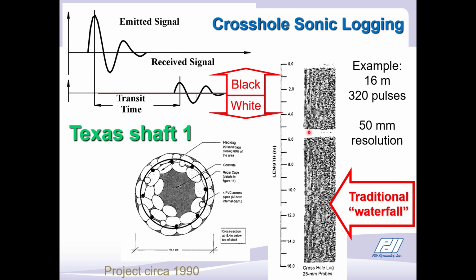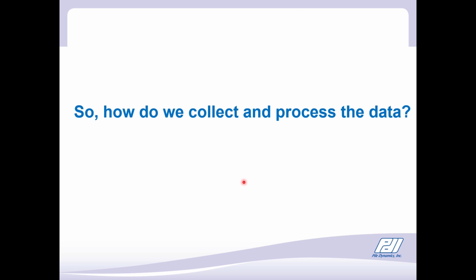in the waterfall diagram. The testing in the United States of crosshole sonic logging began in 1990 through the sponsorship of our Federal Highway Administration. It's become quite the standard thing to do to check the integrity of drilled shafts. So how do we collect and process the data?